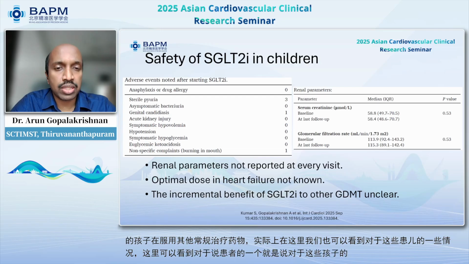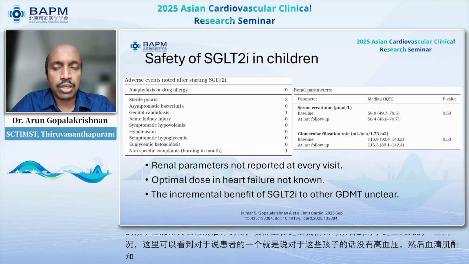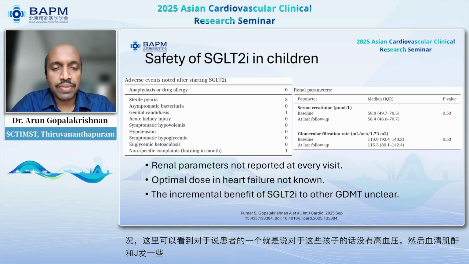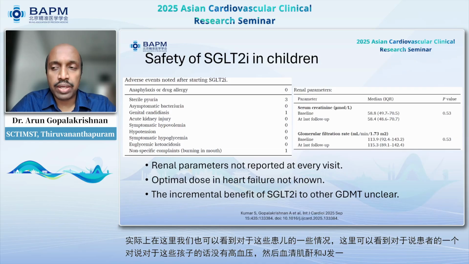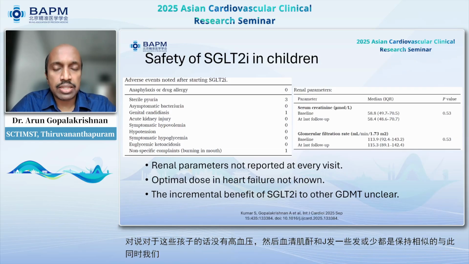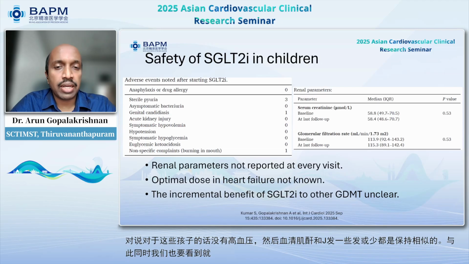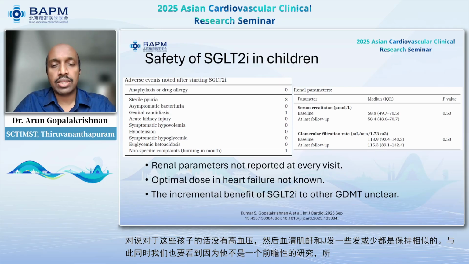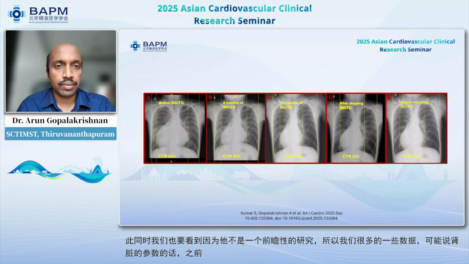This was not a prospective study. And we used dapagliflozin at a dose of 0.1 to 0.2 milligram per kilogram per day based on observational studies. There are no pharmacokinetic or pharmacodynamic studies of dapagliflozin in pediatric heart failure to date. And also the incremental benefit of SGLT2 inhibitors over other GDMT cannot be commented on based on retrospective studies.